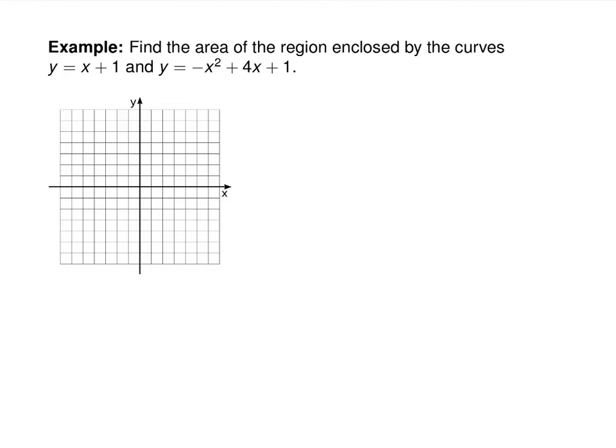Find the area of the region enclosed by the curves y equals x plus 1 and y equals negative x squared plus 4x plus 1. The first one is a line, y-intercept 1, slope 1. The second function is a parabola, and I think the easiest way to graph it is to complete the square.